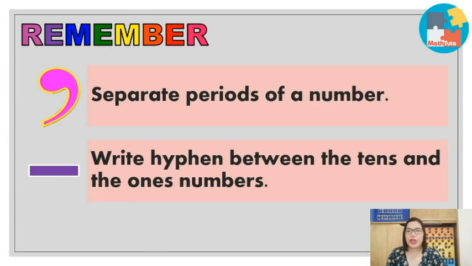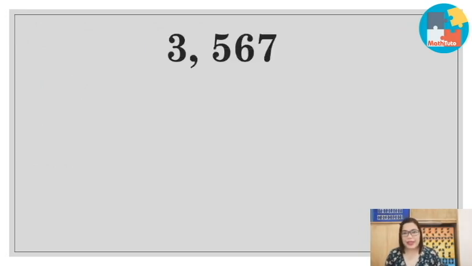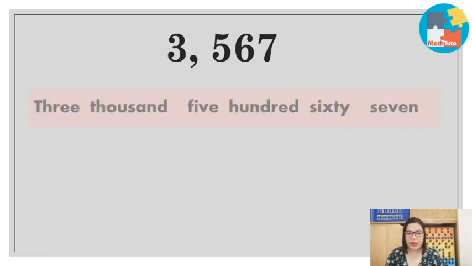So there are numbers where the comma is already given, so we don't need to think about where to put the comma. But there are other numbers that are given plain, so you should determine where to put the comma that separates the periods of the number. Example, we have 3,567, so it's good because the comma is already placed. As you can see, the comma is between the 1,000s and the hundreds place, between 3 and 5, so we will place the comma here.